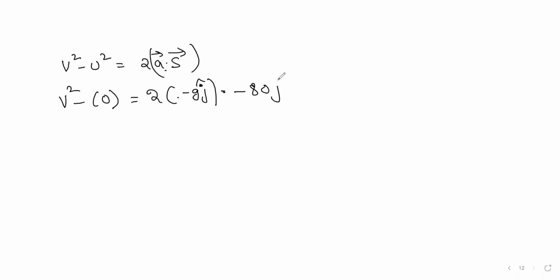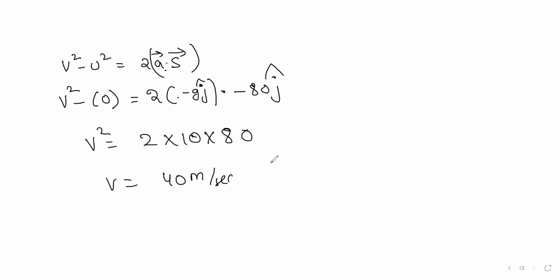We have to substitute this here. So we get V square is equal to 2 into 10 into 80. So the answer is 40 meter per second. Any doubts?